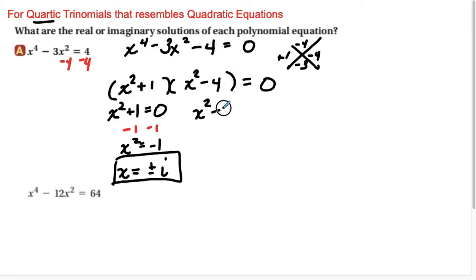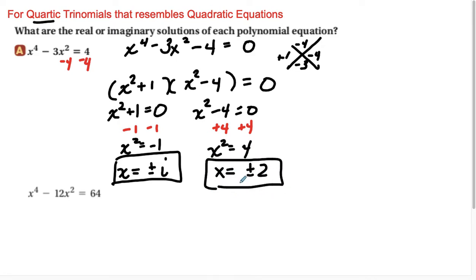So now the other side, if x squared minus 4 is equal to 0, I add 4 to both sides, giving me a real solution. X squared is equal to 4, and then giving me x is equal to positive or negative 2. So in theory, our graph is going to somewhat look like this, and it should cross the x-axis at positive and negative 2.